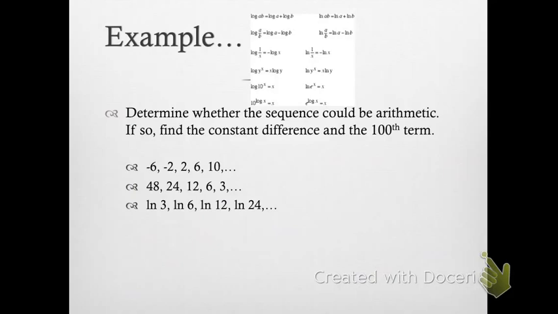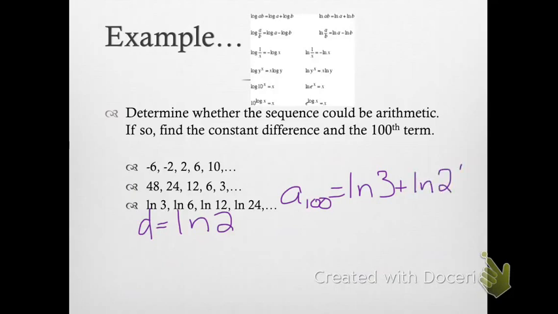Okay, so now that we have a clean slate, let's just look at that again. And here I have my properties of logs up at the top. We already said that our common difference is the natural log of 2. And let's see, we're going to take the 100th term, which is equal to the first term, plus the common difference multiplied by n minus 1.